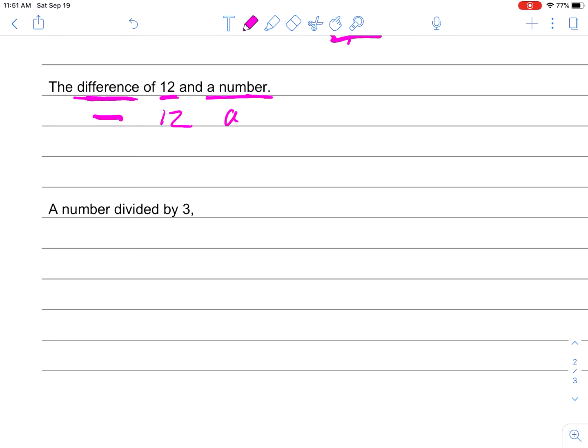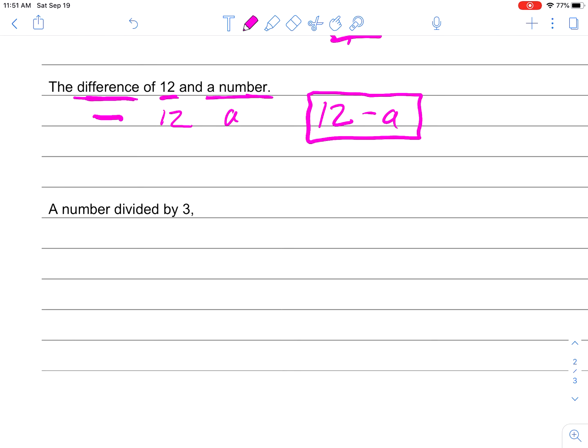Okay, so I'm going to have a subtraction, the number 12, and a variable. So I'm going to write 12 minus a. Subtraction, the order does matter. In this case, it's 12 and a number. So I'm going to be writing 12 minus a, but you're going to have to read subtraction problems and make sure you put the numbers in the correct order.